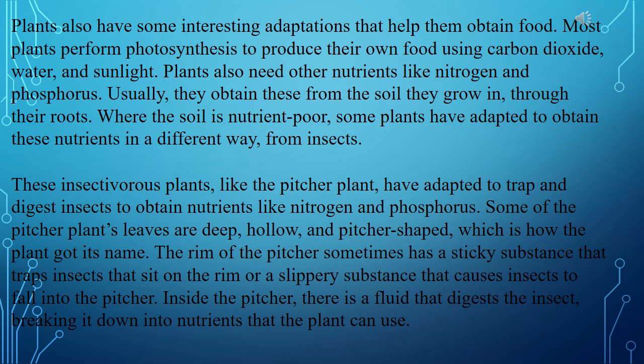Where the soil is nutrient poor, some plants have adapted to obtain these nutrients in a different way, from insects. These insectivorous plants like the pitcher plant have adapted to trap and digest insects to obtain nutrients like nitrogen and phosphorus. Some of the pitcher plant's leaves are deep, hollow and pitcher-shaped, which is how the plant got its name. The rim of the pitcher sometimes has a sticky substance that traps insects that sit on the rim of it or a slippery substance that causes insects to fall into the pitcher. Inside the pitcher, there is a fluid that digests the insect, breaking it down into nutrients that the plant can use.